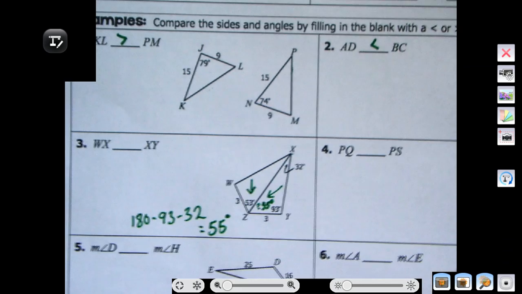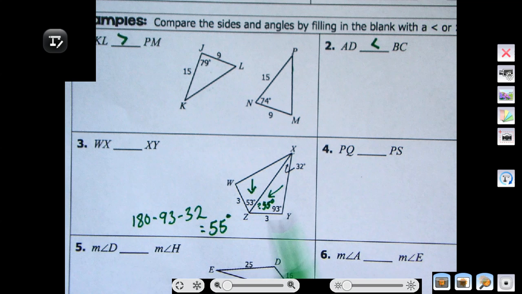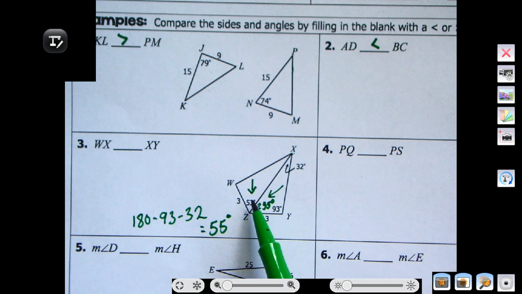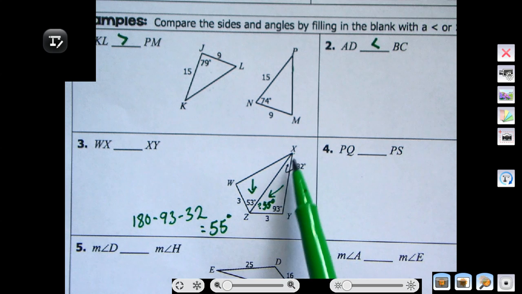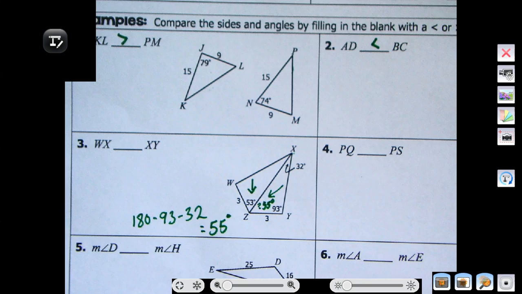Zoom in a little bit. So that says 55 degrees. So now, what's bigger, 55 or 53? 55 is bigger, so XY would then be larger.